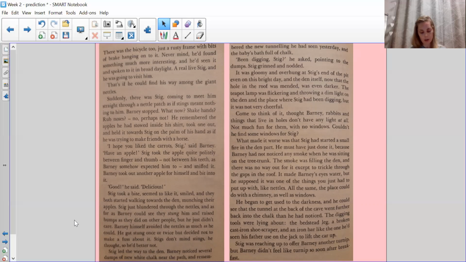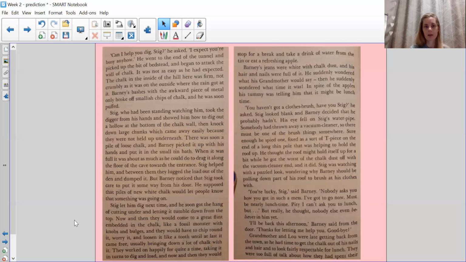He began to get used to the darkness, and he could see that the tunnel at the back of the cave went further back into the chalk than he had noticed. The digging tools were lying about, a bedstead leg, a broken cast iron shoe scraper, and an iron bar like the one he'd seen his father use on the jack to lift the car up. Stig was reaching up to offer Barney another turnip. Barney didn't feel like the turnip so soon after breakfast.